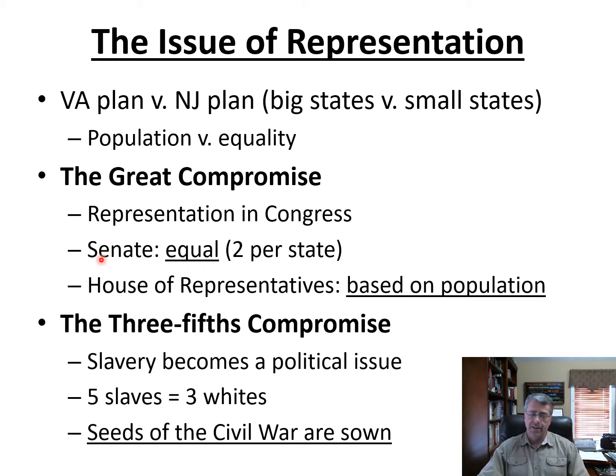The Senate, the upper house, will primarily represent the interests of the states themselves, whereas the House of Representatives will represent the interests of the people, the individual citizens. So that's why they chose to base it on population. Each state is represented equally in the Senate, and the people are represented in the House based on the population of each state. And this seemed to work out well for both sides.